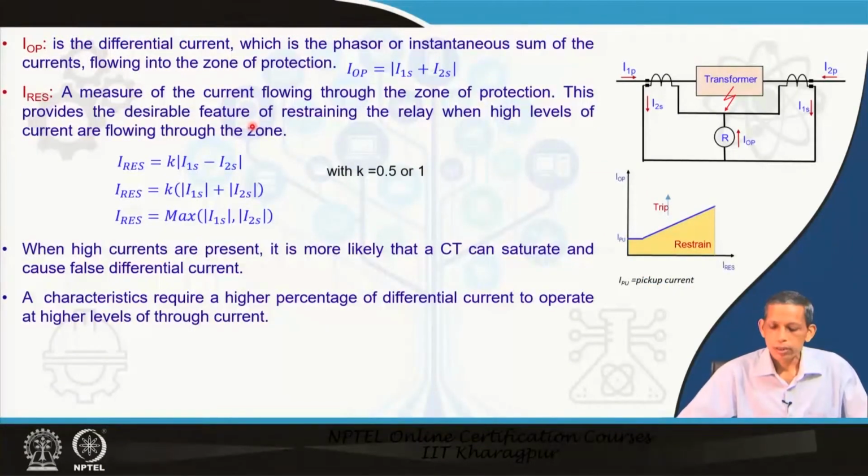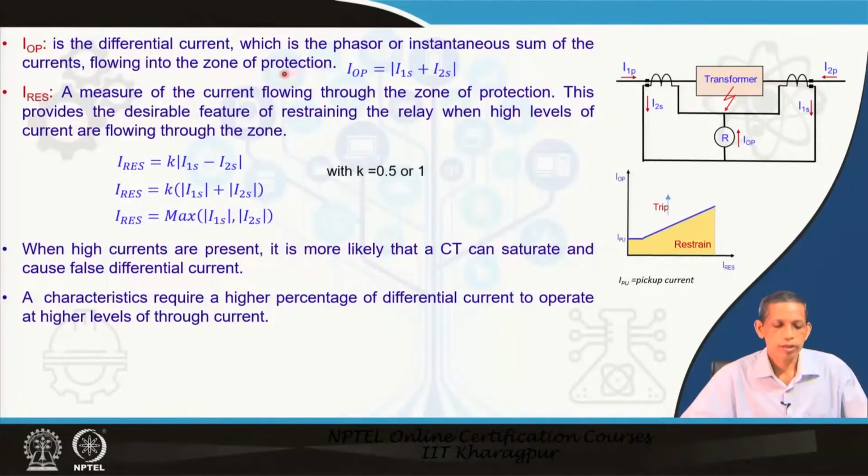Now, we will elaborate more on this perspective: what are these I operating and restraint currents, and so on, in the percentage bias differential relay principle. So, this I operating here is the differential current, or in a numerical relay, the corresponding I 1s plus I 2s, which we have already elaborated on.